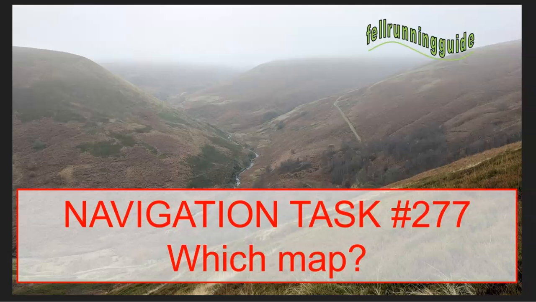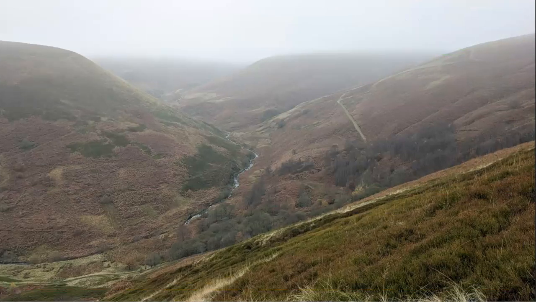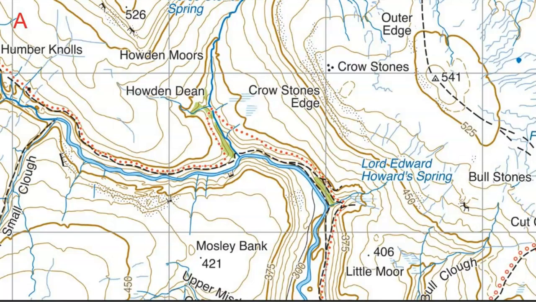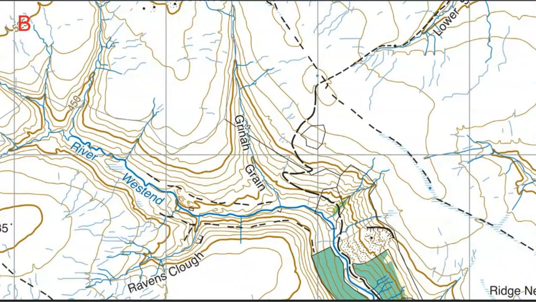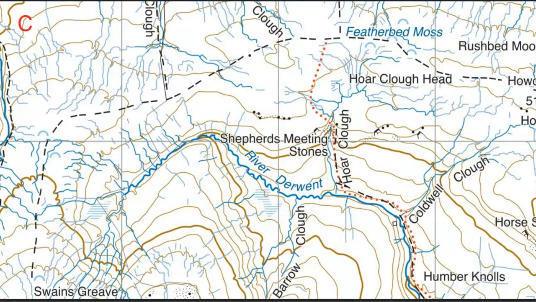Welcome to this week's map reading task. This week I've got a photograph of some Peak District scenery and I want you to work out which map this photograph relates to. So we've got three choices. They're all Harvey Maps Superwalker 1 to 25,000 scale. I've got an agreement with Harvey to use the maps for these tasks. So here we've got map A, or are we looking at map B, or are we looking at map C?